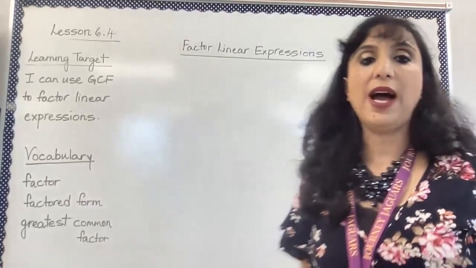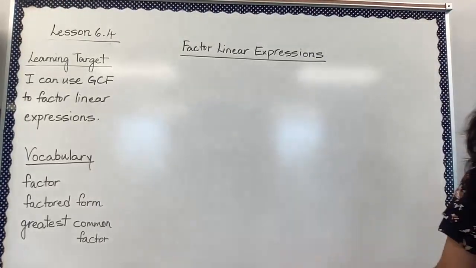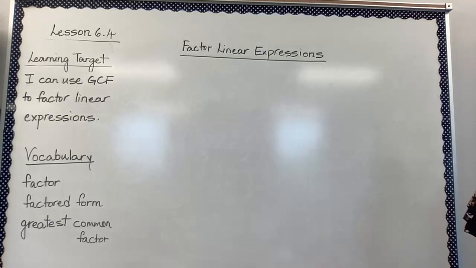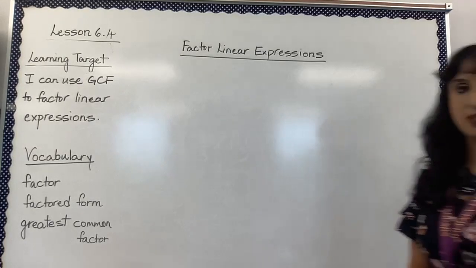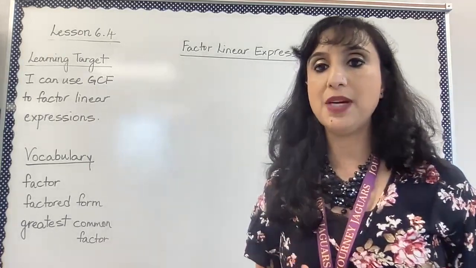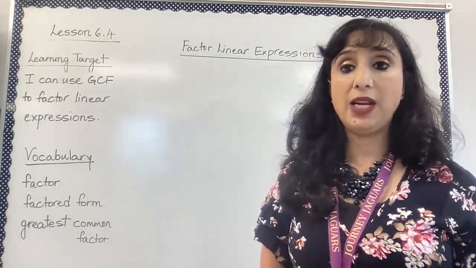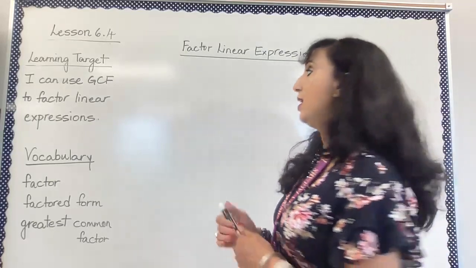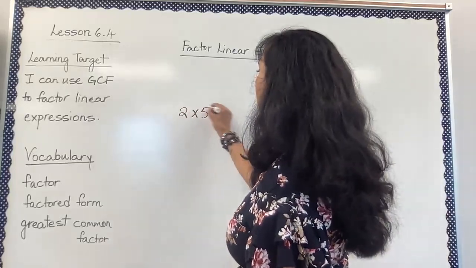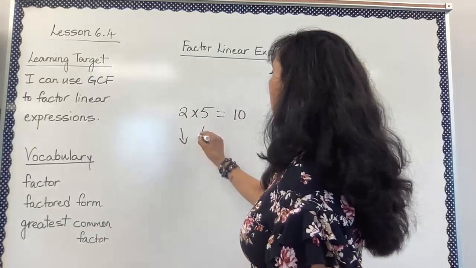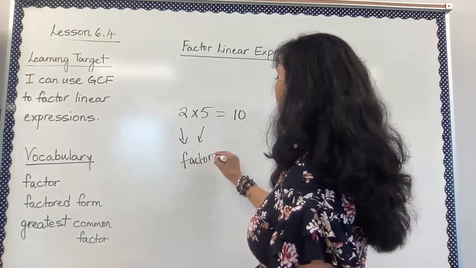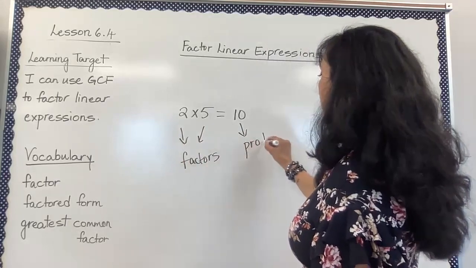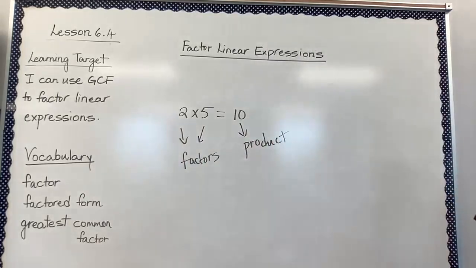Okay, so what does factor mean? To factor a number means to write it as a product of its factors, because when I multiply those two numbers, or three numbers, however many I'm multiplying, those are the factors for me to get a product. So if I say 10, I know that 2 times 5 is equal to 10. These are my factors which I multiply to get the product.